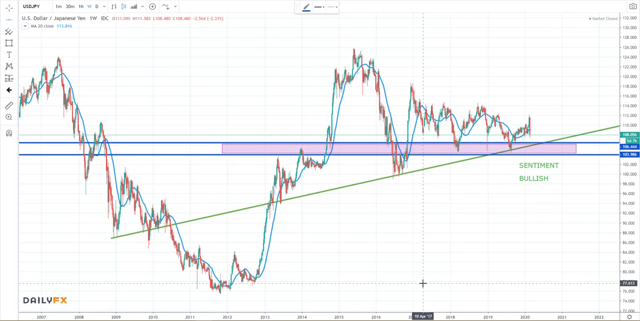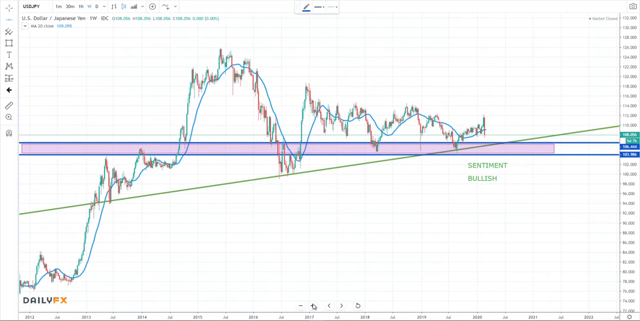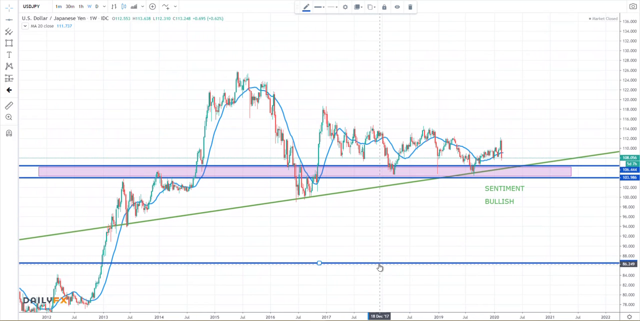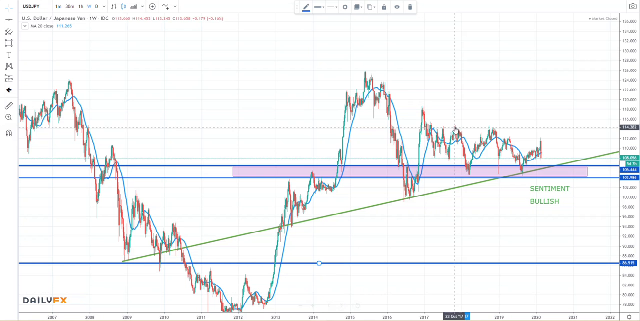Okay, so we're looking at the weekly dollar yen chart. Overall, my sentiment is bullish. We could see price dip a little bit more, but in the long term, I am definitely bullish. We can see here that price has a pretty good amount of support between the 106 yen and the 103 mark. Now, this is a weekly chart, so this is a really long time for this to play out.